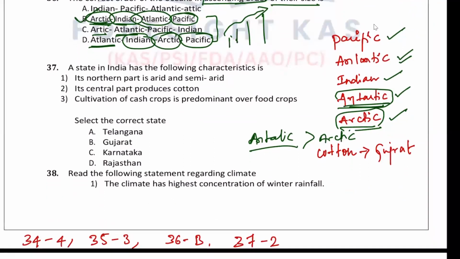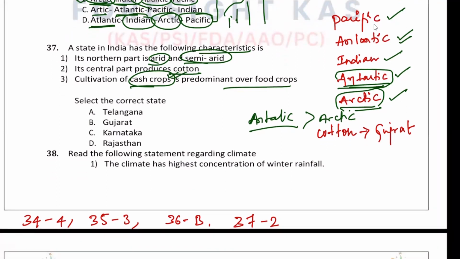This is very important. A state in India has the following characteristics: the northern part is arid and semi-arid. Its central part produces cotton; cultivation of cash crops is predominant over food crops. Cash crops are like cotton, jute, sugarcane, which can be marketed directly. So that's called a cash crop.